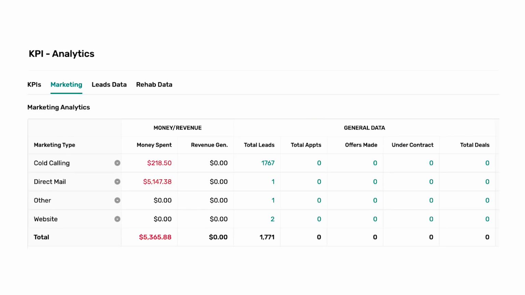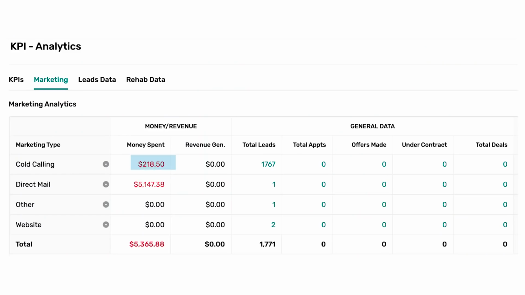And as a bird's eye view of all of the leads, we can see where our money's going. So for right now, we're focusing on cold calling and on doing direct mail. And you can see that the cold calling cost us just over $200. That number will go up at the end of the month when we actually pay the cold callers. And for the direct mail, you see that costs over $5,000. So it's important to know how much you're spending on each type of marketing and how much money that type of marketing is bringing in.